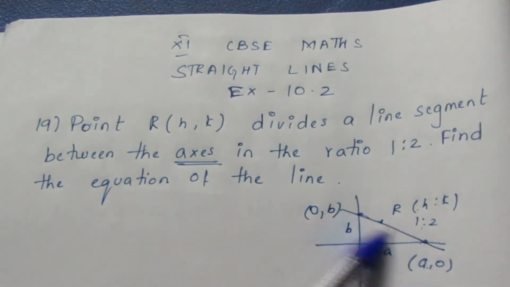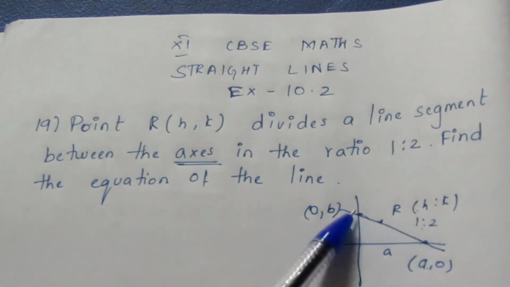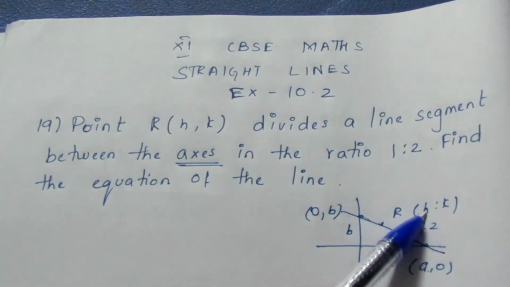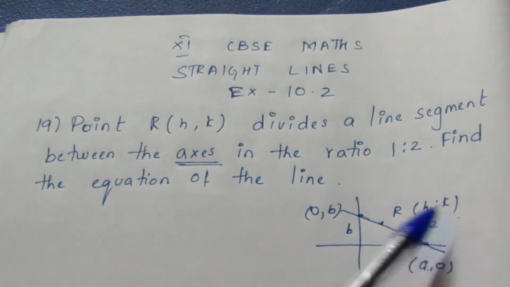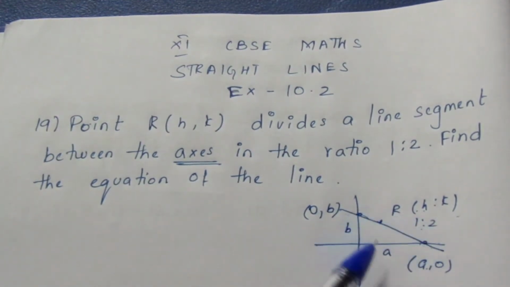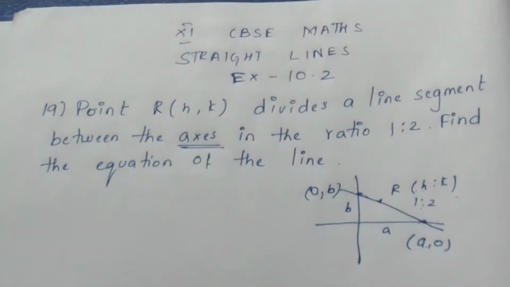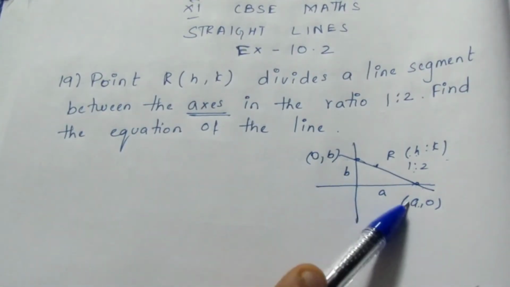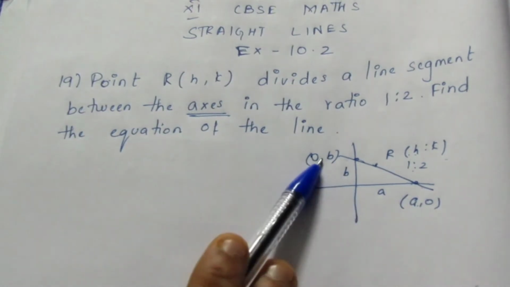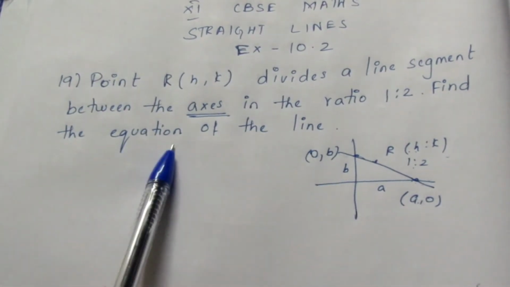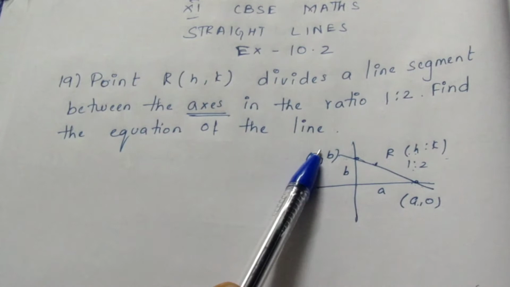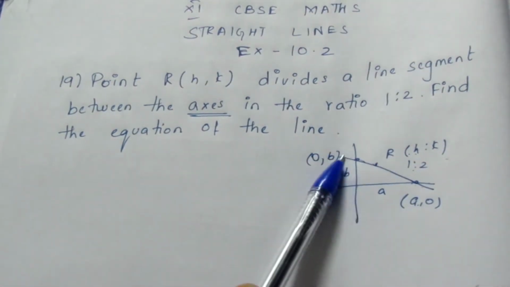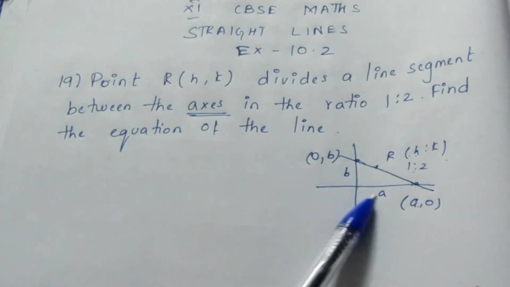Now we want to find the equation of this line. R is divided in the ratio, so we can directly go with the section formula to find the equation of the line. And also there is a hint of A comma 0 and 0 comma B. You can also take x and y, but as it is the equation of a line, if we take x, there will be another confusion. For that reason, I am taking this length to be A and this length to be B.